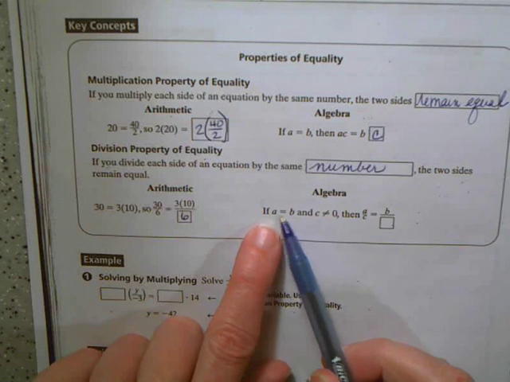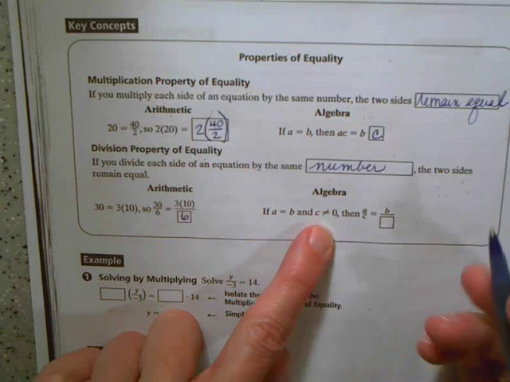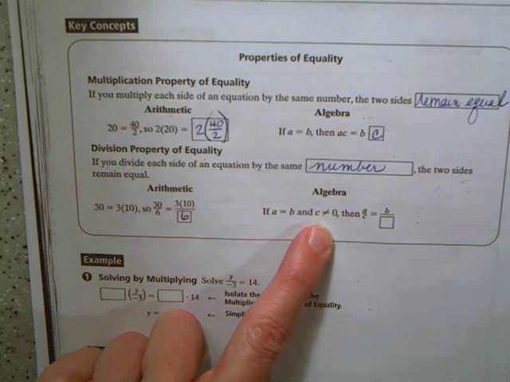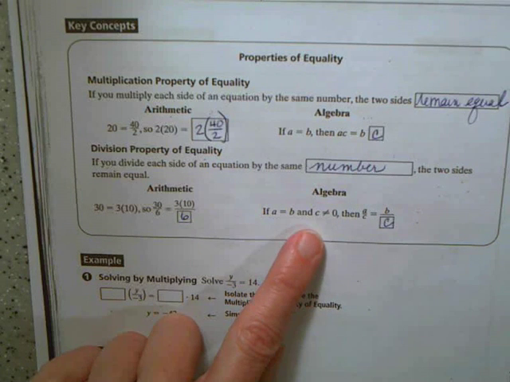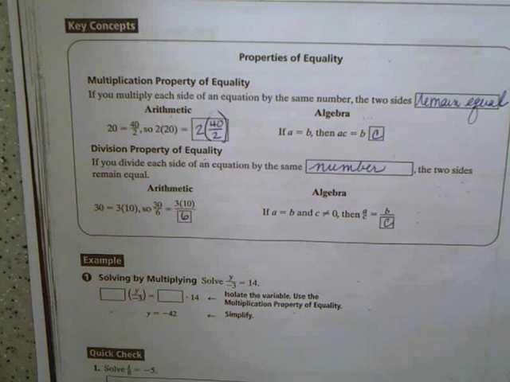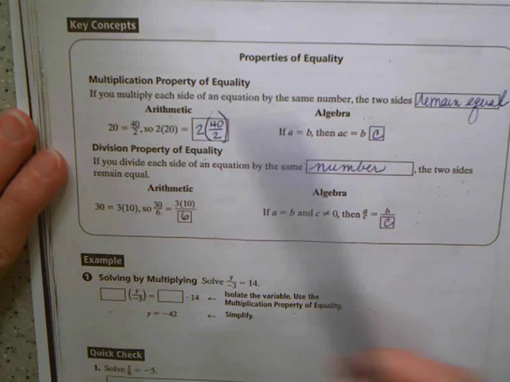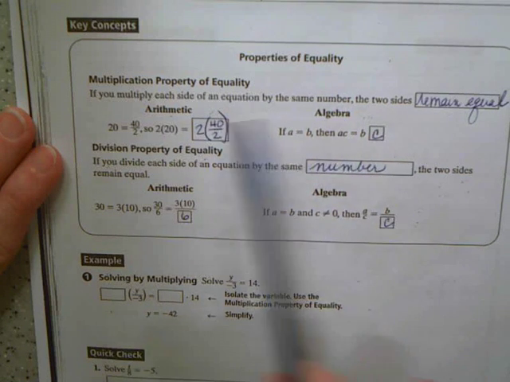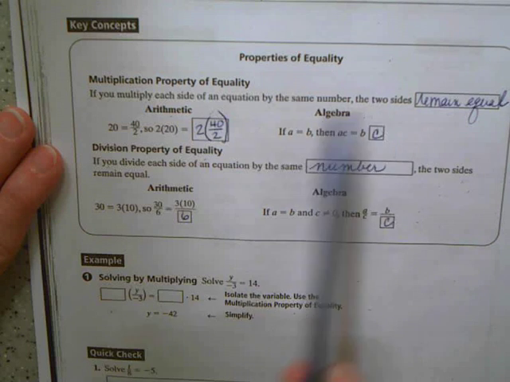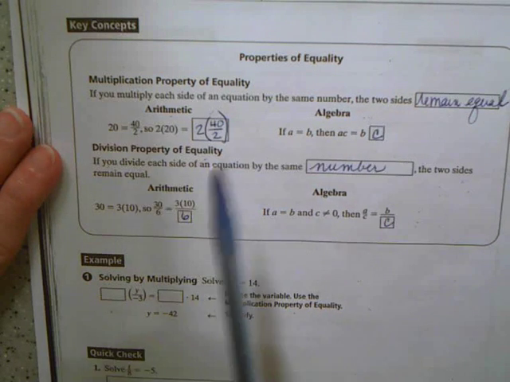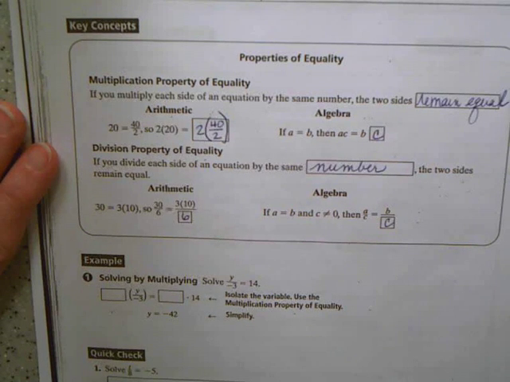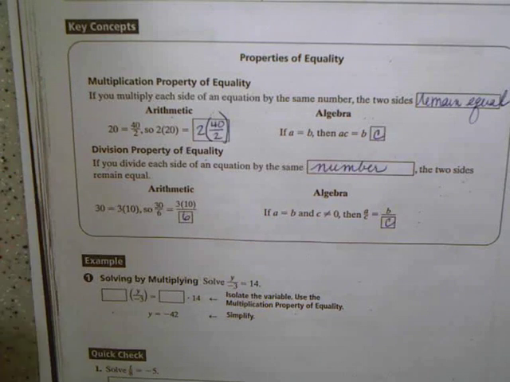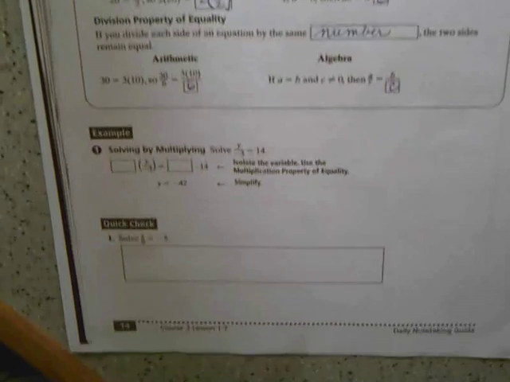Okay? And if A equals B and C is not 0, because remember division by 0 is undefined, I can divide each side of the equation by C and still end up with a true statement, or the sides will remain equal. So the multiplication property of equality tells us multiplying each side of an equation by the same number, our sides remain equal. Similarly, dividing each side of an equation by the same number and our two sides will remain equal. That's the main thing we want to keep in mind here.